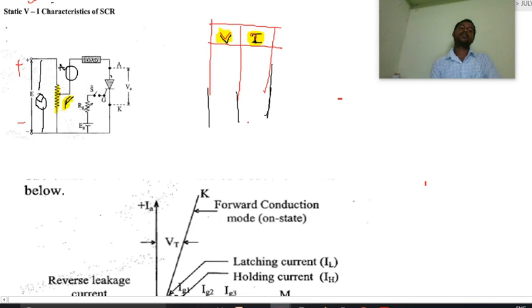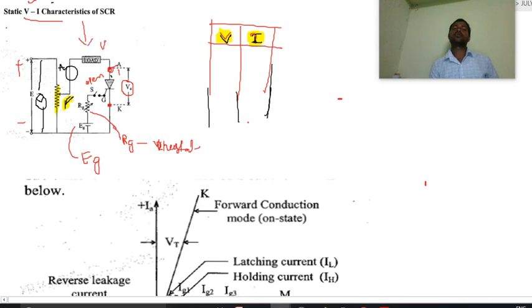Initially the switch is open, and EG is connected to the gate through a rheostat RG. The rheostat is connected to the gate through a battery, and the battery voltage is EG. The voltage across the thyristor is VA. This is the anode and this is the cathode of the SCR. This is the VI characteristics circuit, and it will be connected in this way.